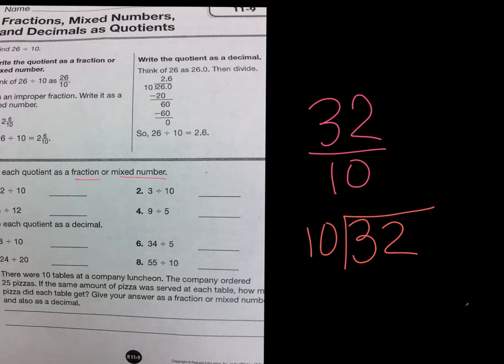Who got to this point? Raise your hand. Good. All right, I'm going to say 10 into 32. Well, we know that 10 cannot go into 3, so we've got to look at 32. 32 divided by 10. What is 32 divided by 10? 3. Very good. 3 times 10 is 30. Subtract, we have 2.